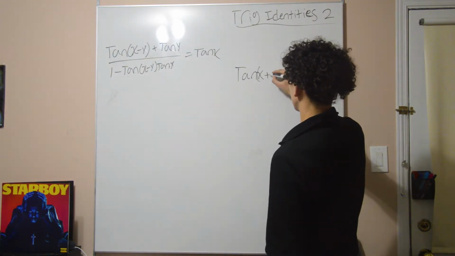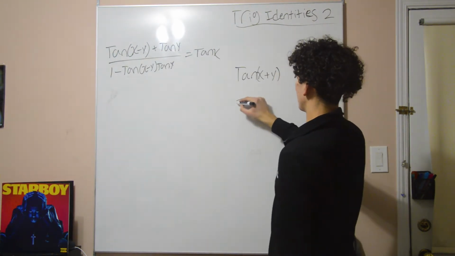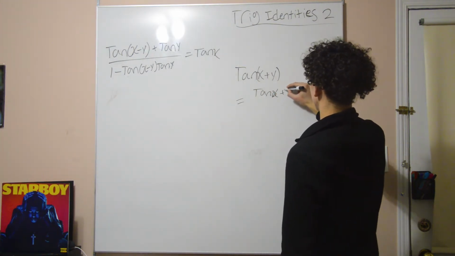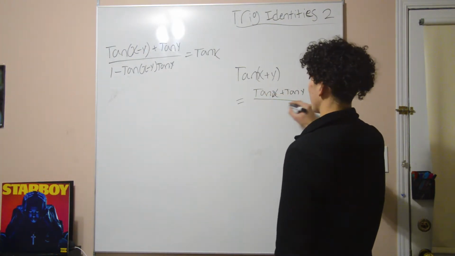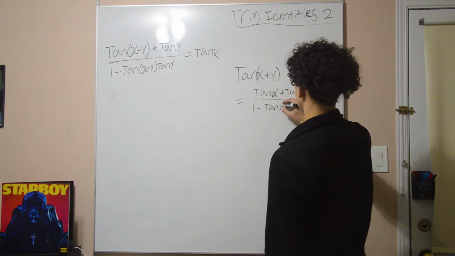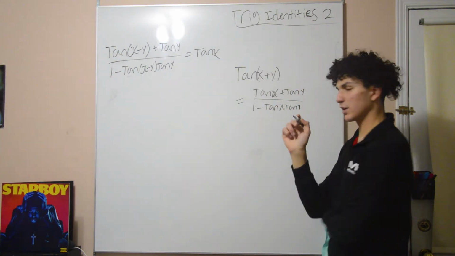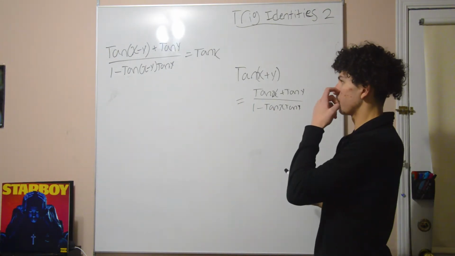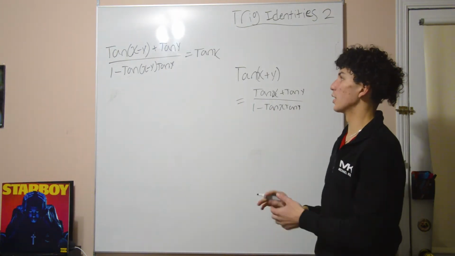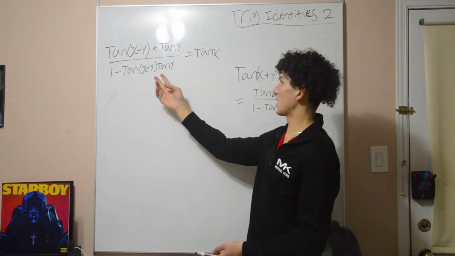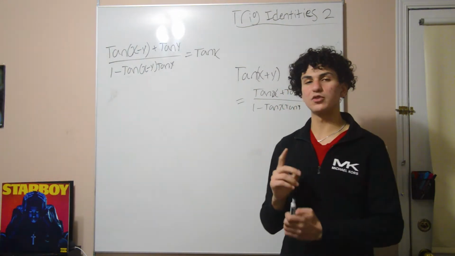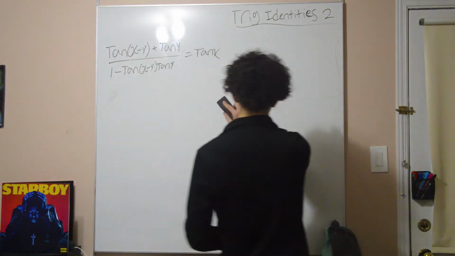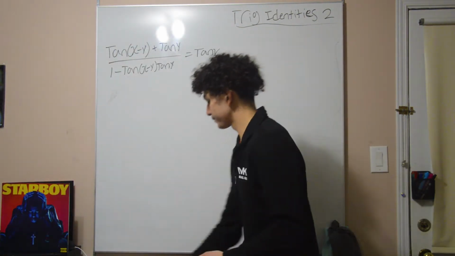If we have tan of x plus y, we know that this expands to tan of x plus tan of y divided by 1 minus tan x tan y, correct? We know this. Don't those look the exact same? Well, that's because they are. The only difference is x minus y is being treated as one term here. And that's what we're going to take a look at in just a moment.